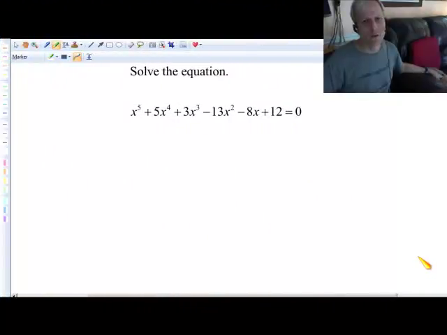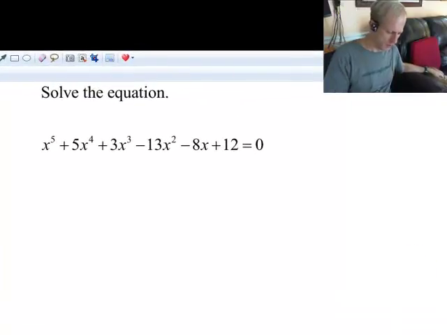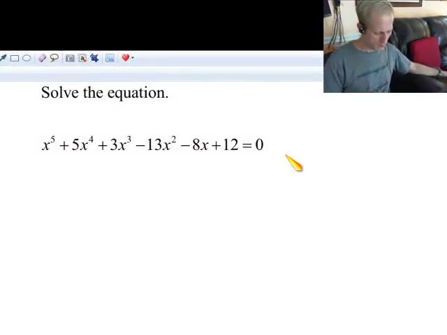Hi there, in this screencast I'm going to solve a polynomial equation, and I'm also going to graph a polynomial function. Okay, in the first problem here I'm asked to solve the equation.